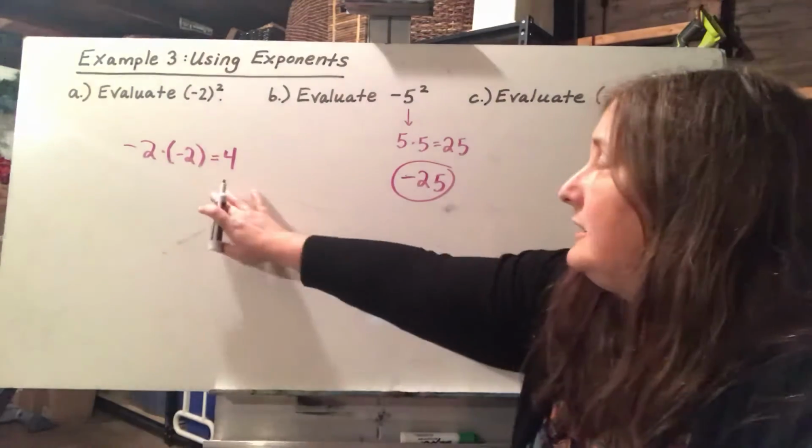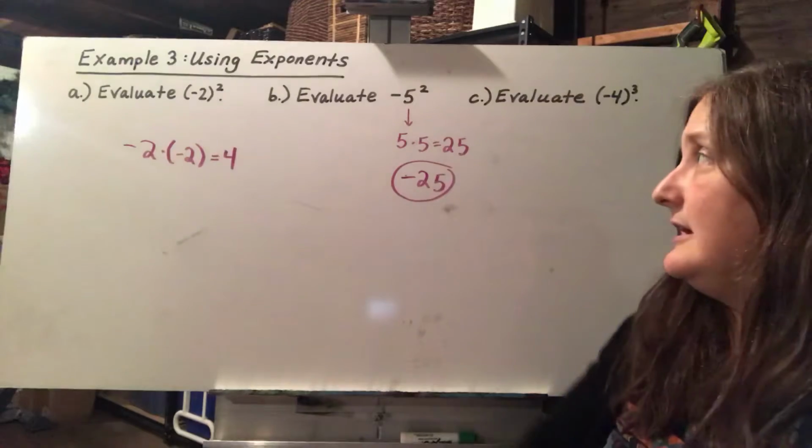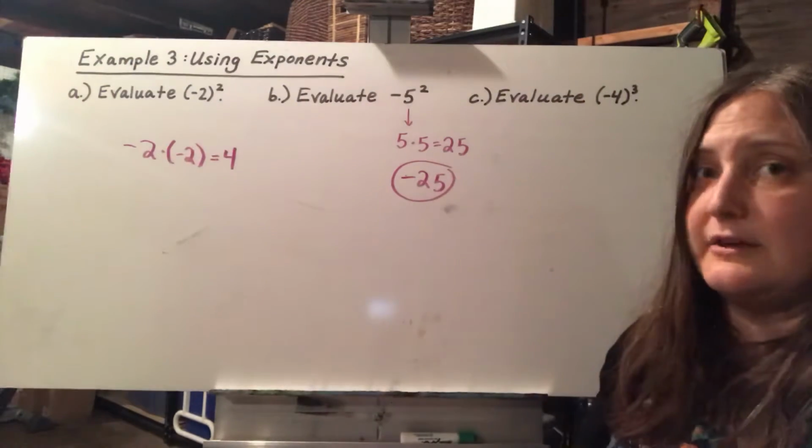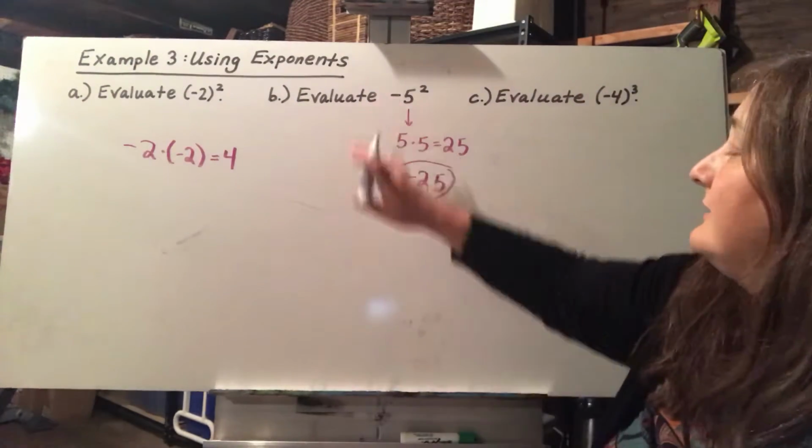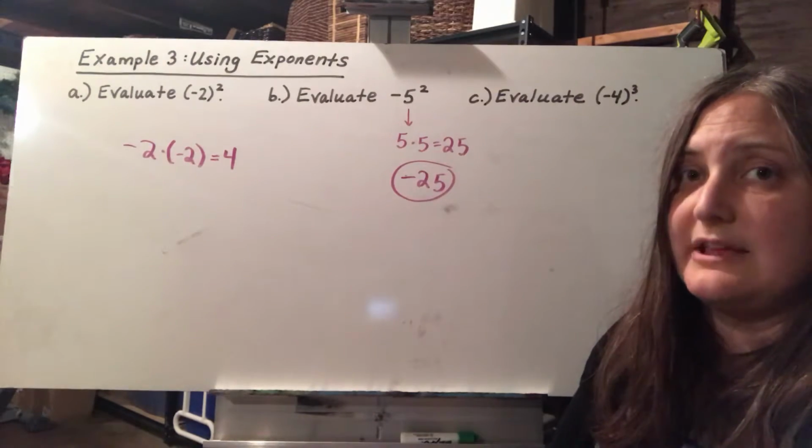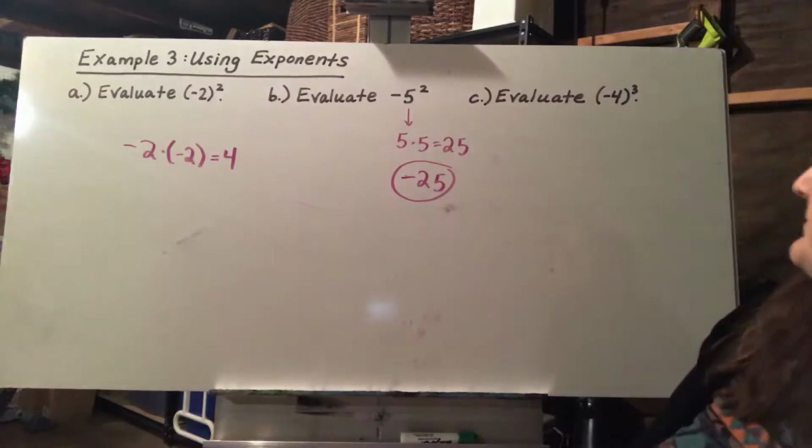The difference between these two was the parentheses. In this case, the parentheses told me the negative went with the number. In this case, the negative was just out front, just saying the opposite of 5 squared.